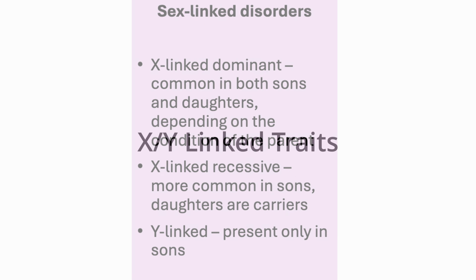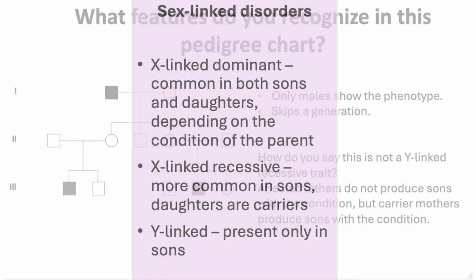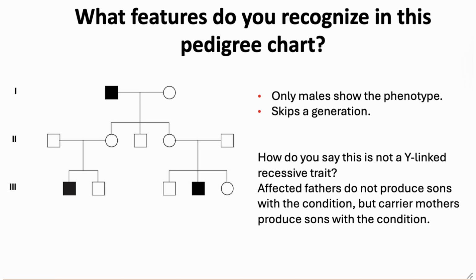XY linked. In these traits, you should be looking for patterns relating to how it is passed down to different genders. In this pedigree, we see that only males are affected. This may be an indicator that this trait is X-linked because it would be present more in males than females. It is also important to note that in the second generation, the gene is not passed from father to son, which means that this trait is not Y-linked.